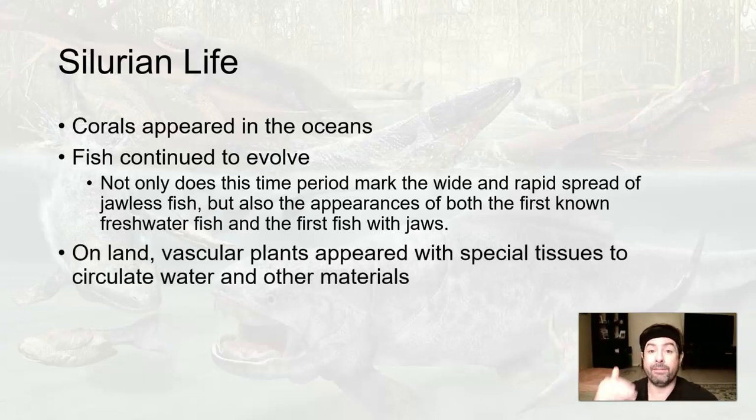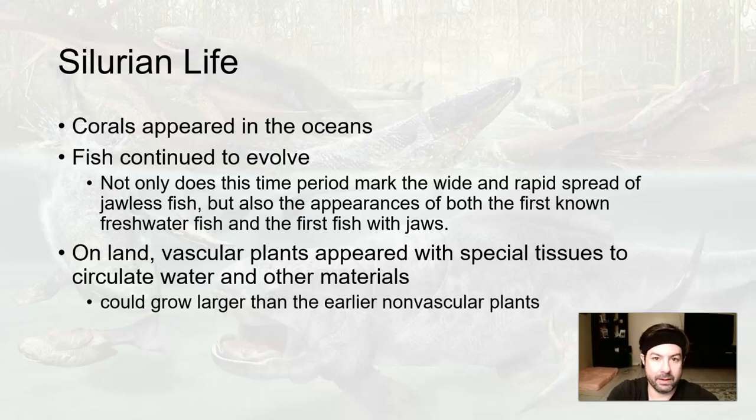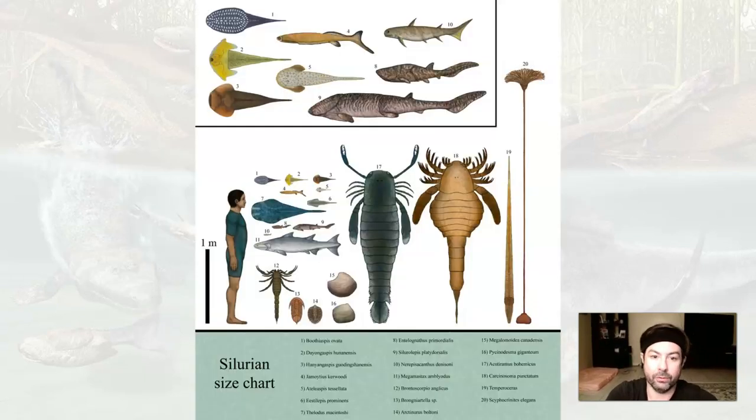On land, vascular plants appeared with special tissues to circulate water and other materials. So now plants can grow a little bit bigger, a little bit sturdier, a little bit hardier. Because of that, they could grow larger than their earlier non-vascular plants. But again, most things are relegated to the oceans. So these are some common things you see swimming or floating around the ocean in the Silurian as compared to a human being. These are just blown up versions of this here. But that's a pretty big looking crab shrimp thing.